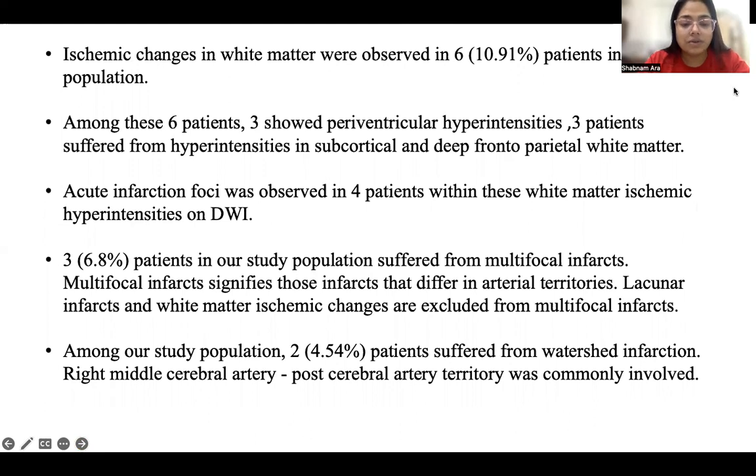Acute infarction was observed in 4 patients. Within these, white matter ischemic hyperintensity shows hyperintensity in DWI. 3 patients in the study population suffered from multifocal infarct. Among the study population, 2 patients suffered from watershed infarct between the right MCA and PCA.